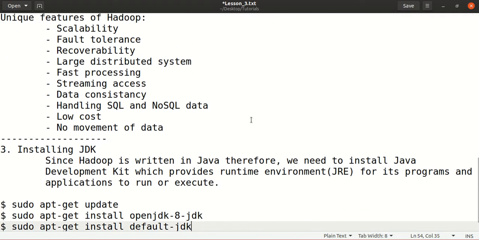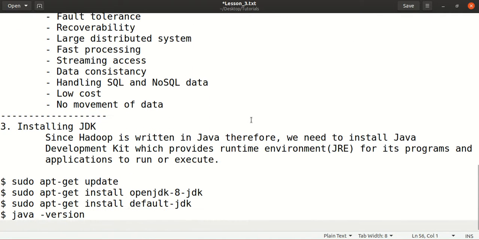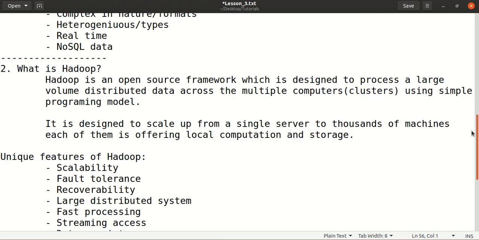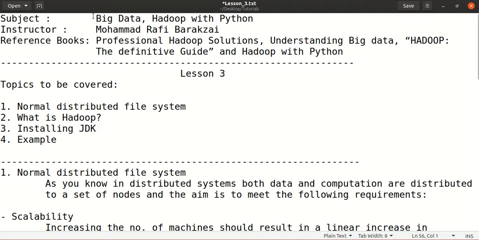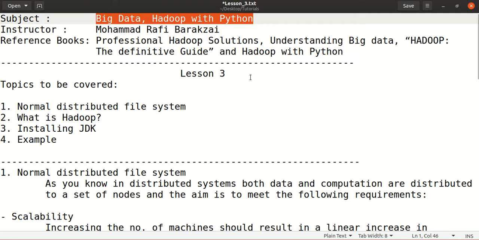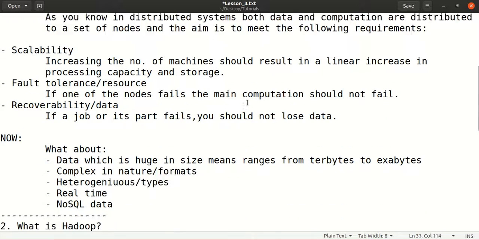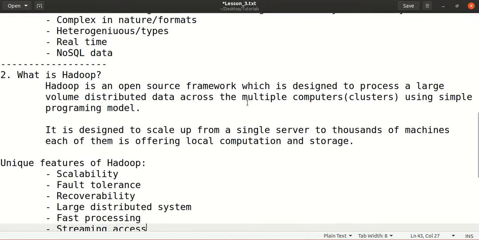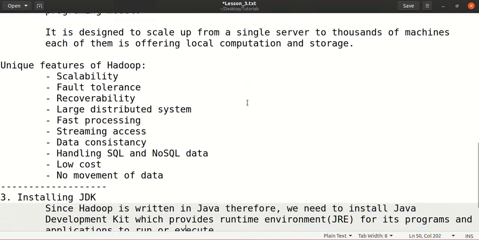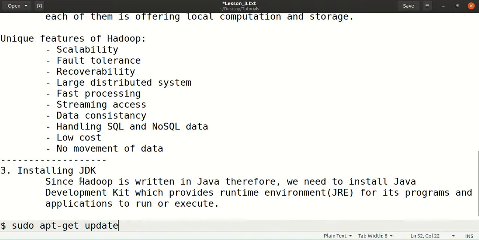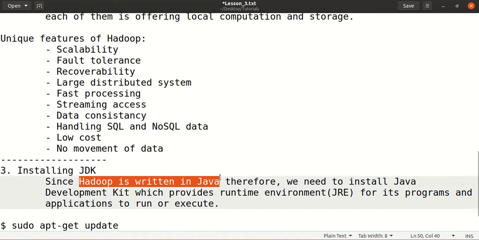Okay, now let's talk about another thing here, JDK. As we said, the subject here is big data Hadoop with Python. So you will say, why are you installing JDK? This is the question, why am I installing JDK? The reason is, friends, Hadoop is written in Java. So it is a Java program. If it is a Java program, how can we run a Java program?